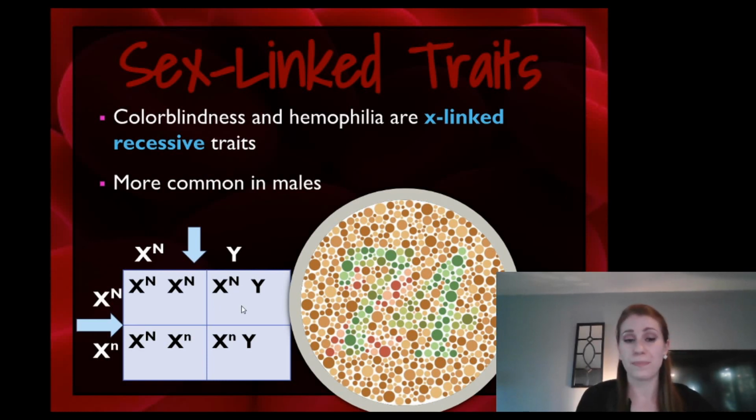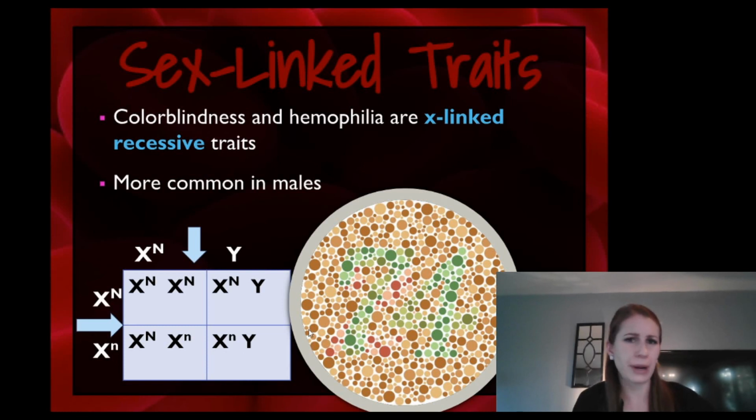Over here we have a boy, XY, and he has big N, so he has normal vision as well. Down here we have another female, XX. She has one allele for normal vision and carries the allele for color blindness, so she's a carrier, but still not affected. But down here in this corner, we have our other boy, XY, and he only has the recessive allele for color blindness, so he is going to be colorblind.